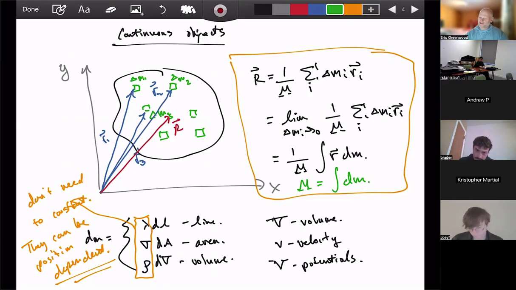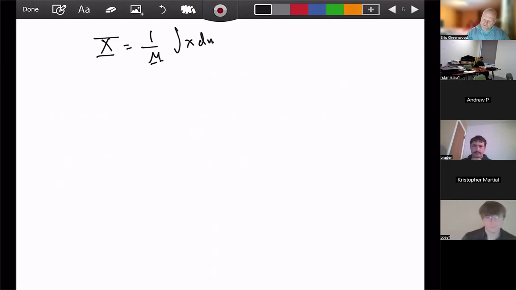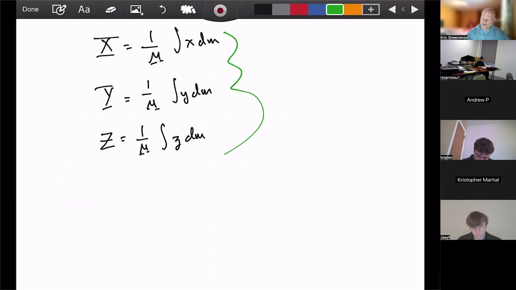So again, in Cartesian coordinates, we would again just split this guy out. So let's write it that way. In Cartesian coordinates for the continuous case, x is 1 over my total mass, integral of the x position integrated over the mass. For the y, this is now going to be 1 over the total mass, integral of the y position integrated over the differential mass. So again, my weighted average. And my z is 1 over m integral z dm. So again, these are all just simply weighted averages.